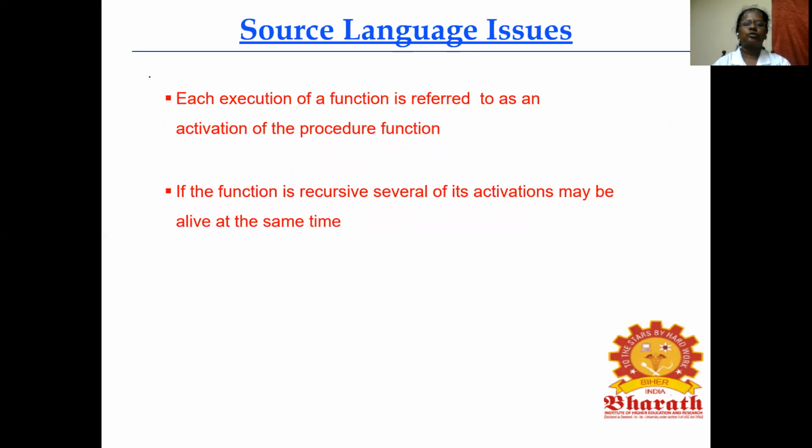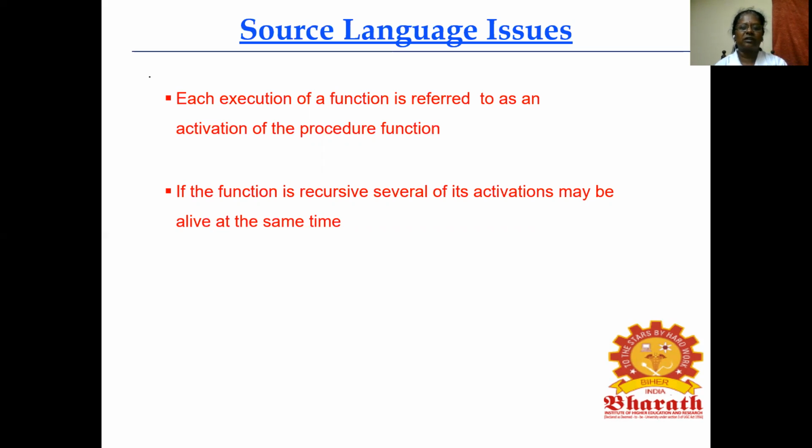Next, source language issues. The program we are writing is the source language. Each execution of a function is referred to as an activation of the procedure or function. Every time the program starts at runtime, it is executed, and that list of actions is referred to as a procedure or function.